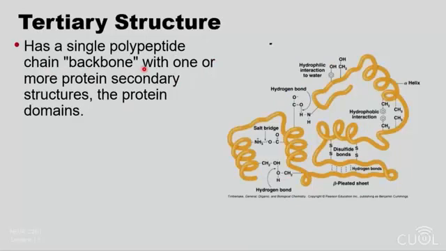Tertiary structure: a single polypeptide chain with one or more protein secondary structures, called the protein domain. So it's one single amino acid structure. This is mainly to distinguish it from the quaternary structure, which is often 2 different polypeptides that come together, that don't necessarily have to be a single string. So technically, in this example, the G protein coupled receptors are a tertiary structure because it's one single amino acid sequence.